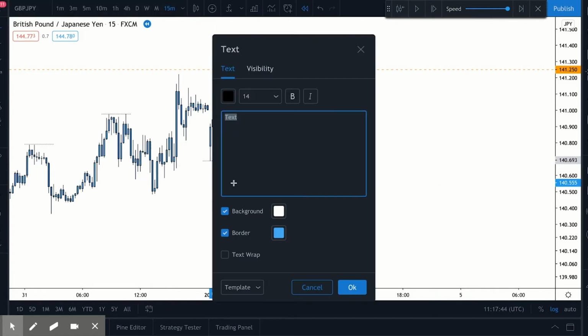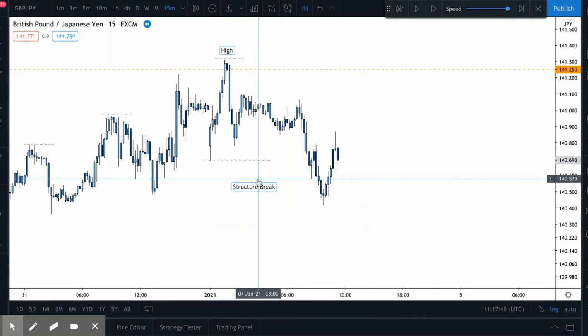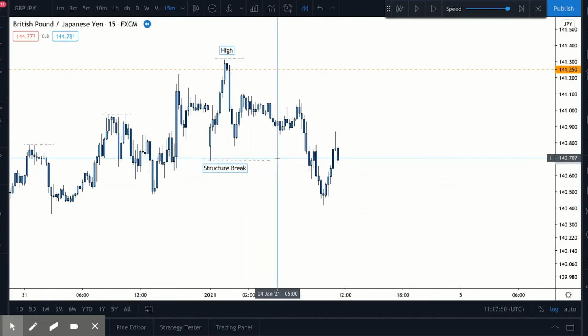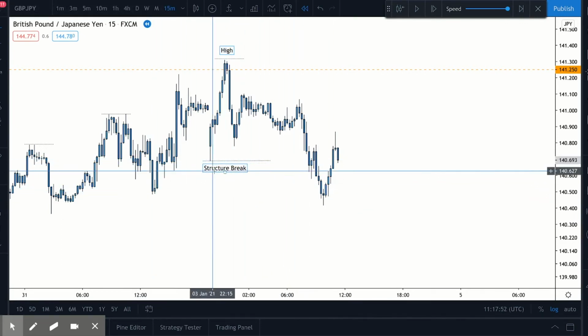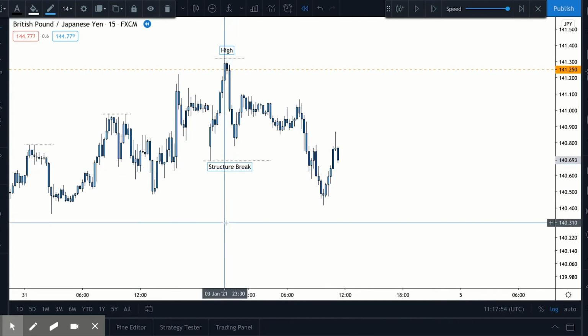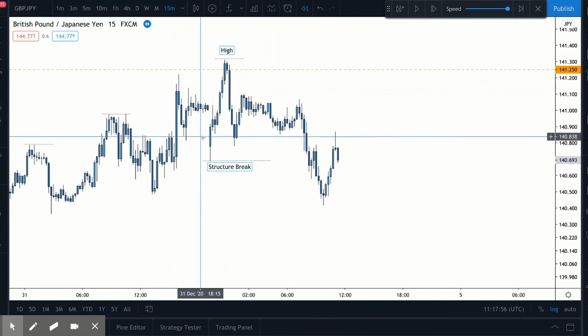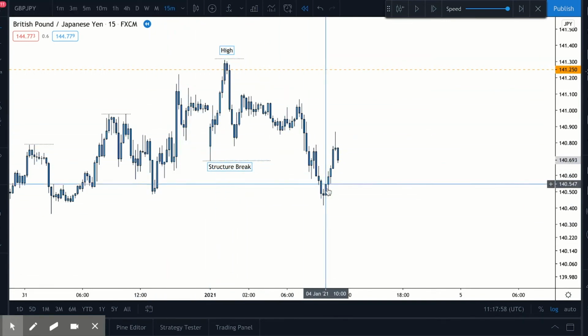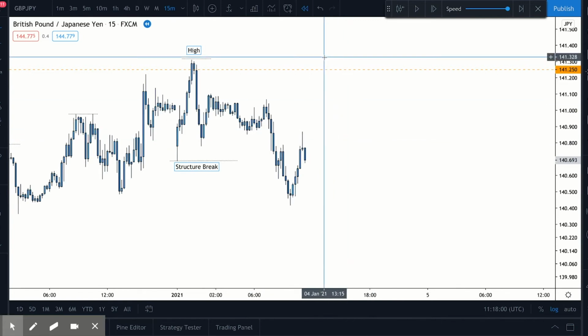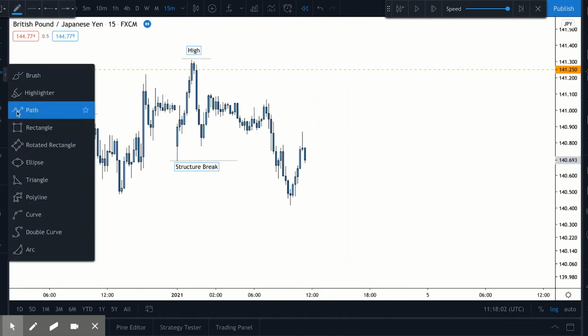We can see the structure has been broken. So we've got a structure break through that level. We've also got a structure break through this one, but this one, of course, is going to allow us to keep it a little bit neater, and that is the first higher low that was broken into lower lows. So what we would then do is look towards supply and demand zones.